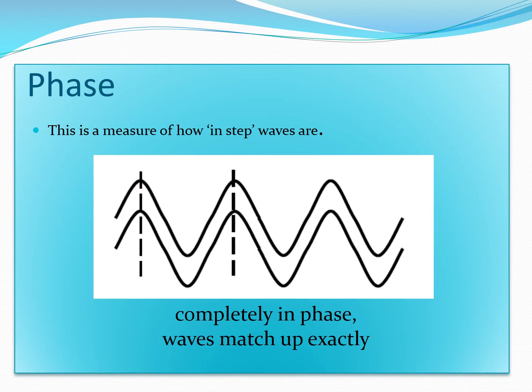The crest here matches up perfectly with the crest there. The trough here matches perfectly up with the trough here. And it doesn't matter how far along the wave you go, it's always going to be crest matching up with crest, etc. Okay, so these are completely in phase.